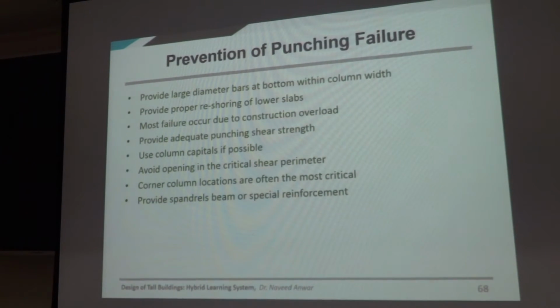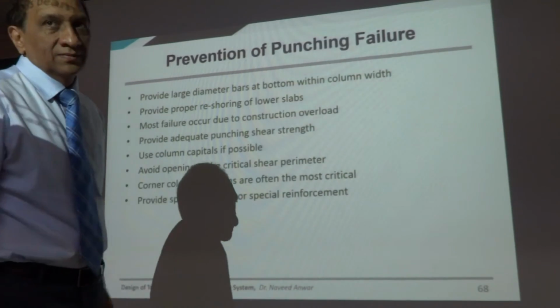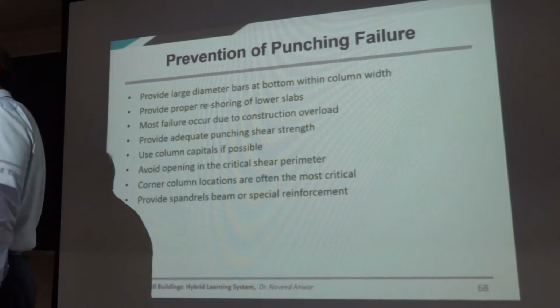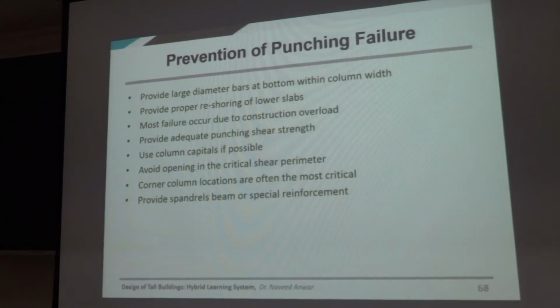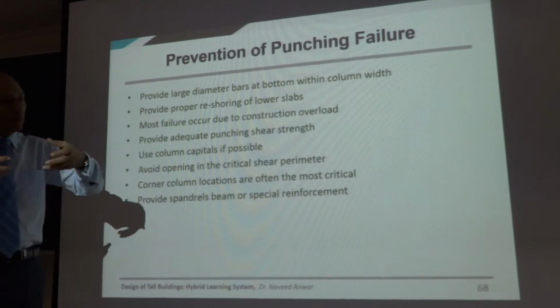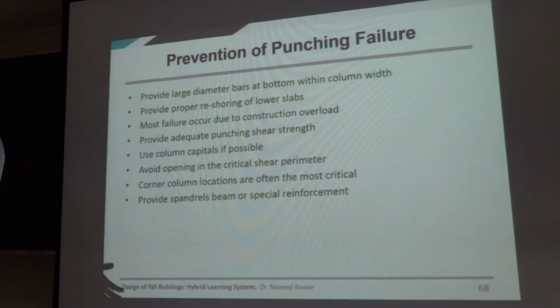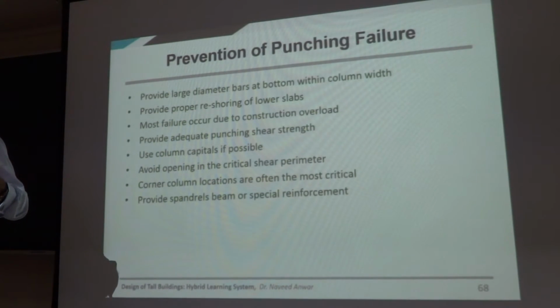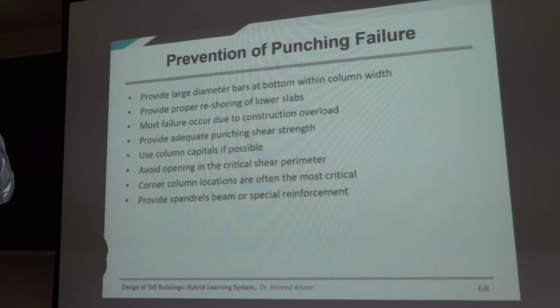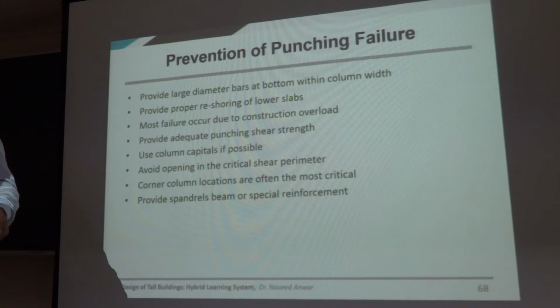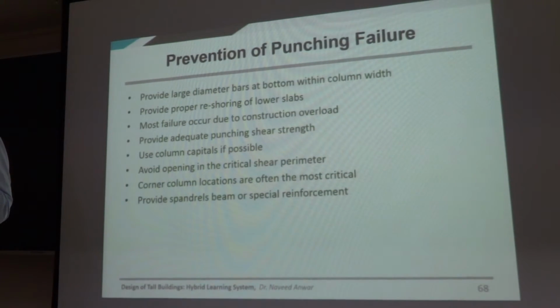To prevent punching shear failure, we can do many things. These are some of them, right? Please remember them. We can provide large diameter bars at the bottom of the column so they can hang the whole thing if it fails, right? So we put 4 bars, big diameter, calculate the diameter in such a way that if the slab fails, they can carry all the load by hanging the slab so that it doesn't fall down. It will be gone, but it won't fall down.